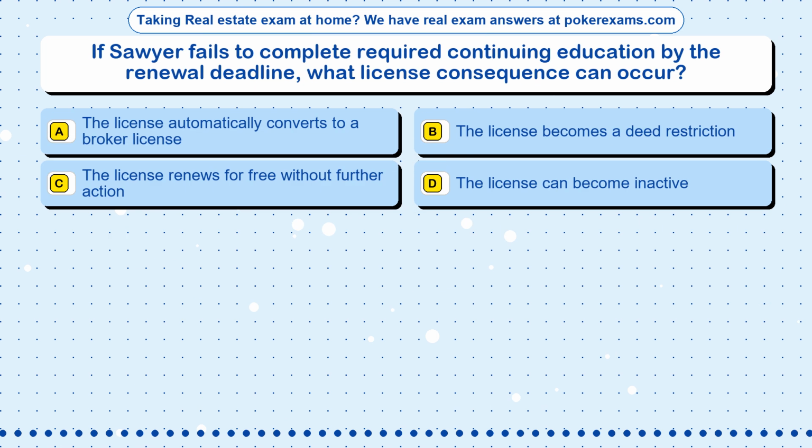Question 20. If Sawyer fails to complete required continuing education by the renewal deadline, what license consequence can occur? Option A. The license automatically converts to a broker license. Option B. The license becomes a deed restriction. Option C. The license renews for free without further action. Option D. The license can become inactive.